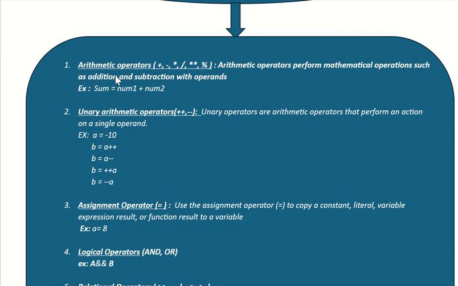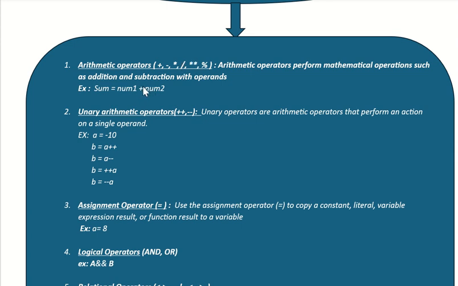Arithmetic operators are what we use everywhere: plus, minus, multiplication, division, squares, and percentage. I think there is no need to discuss this more, as we have already used some examples. You can see here sum is equal to number one plus number two. For subtraction, sum is equal to number one minus number two. For multiplication, sum is equal to number one cross number two. For division, number one divided by number two.